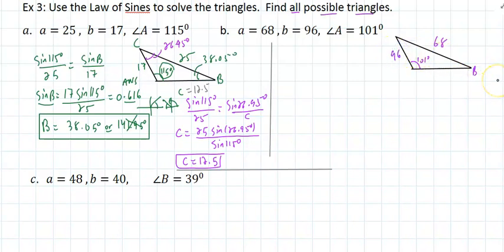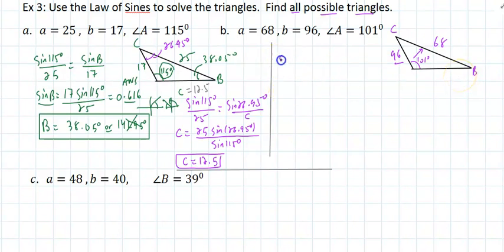Now, if you could tell something's wrong from the beginning, that's a good catch, because if this is 101, that's the biggest angle, there's no way this could work. There's no way you could have the side opposite of the biggest angle being smaller than another. That's like saying the hypotenuse is smaller than one of the sides of a right triangle. That's not possible.